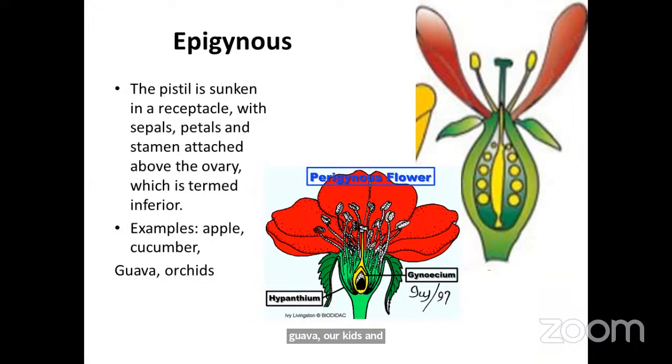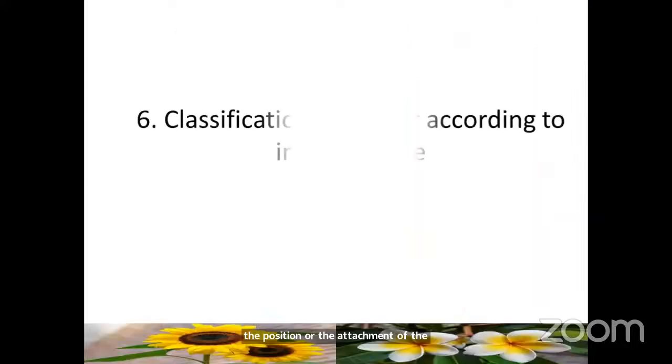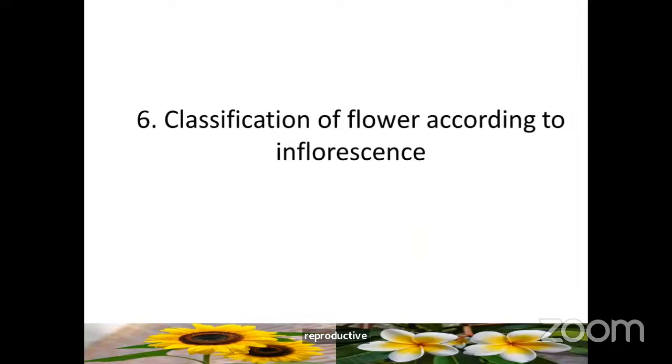Okay, so I hope you can see the differences between these different classifications of flower according to the location, actually, of the position or the attachment of the reproductive organ, specifically the ovary. Okay, next one, we got the classification of flower according to inflorescence. When we say inflorescence, this refers to the arrangement of the flower along its axis.